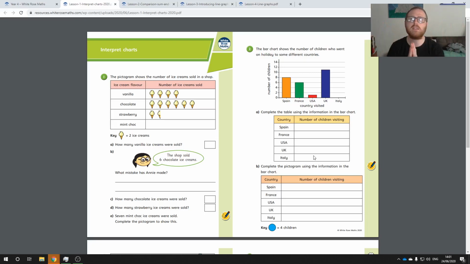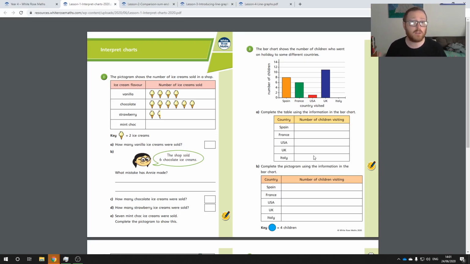Which is an amazing subject. It's one of my absolute favourite subjects to teach and to learn about, and that is statistics. It's about data handling, which means you're going to look at information. You're going to look at some graphs and some charts. You're going to try and understand. You're going to try and interpret, which means read and understand what these graphs are telling you.